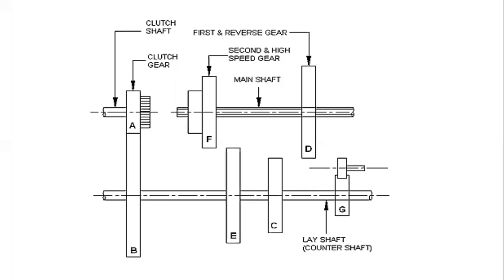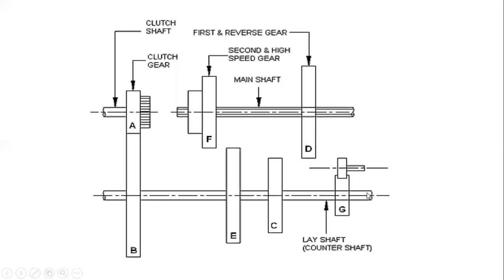Whenever this clutch is operated or it is in the engaged position, gear A will be in contact with gear B, and whenever it is disengaged, there is no contact between A and B. Now let us assume that it is in contact. When it is in contact, gear A will be rotating with a certain RPM, and because of that gear B will be in rotation at a certain RPM.